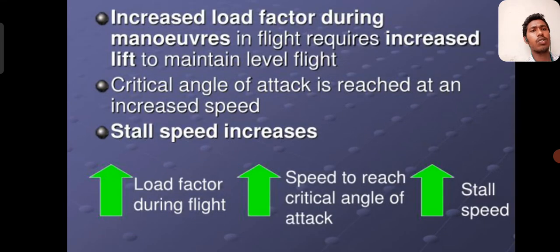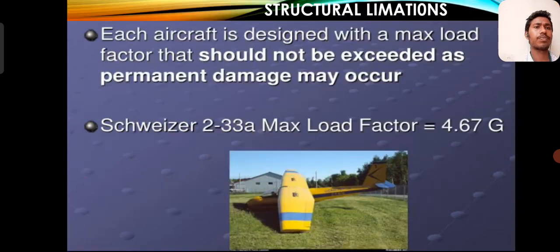Increasing the load factor during maneuvers in flight requires increasing lift to maintain level flight. The critical angle of attack is reached at an increased speed, and stall speed also increases. In general, stall speed is denoted by Vs.